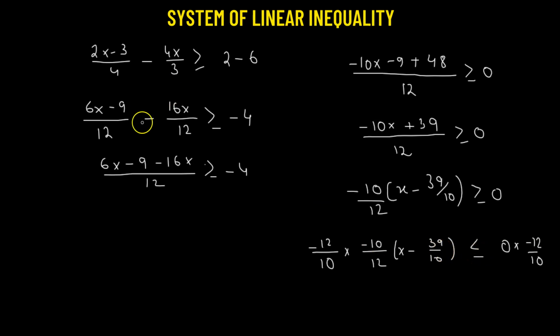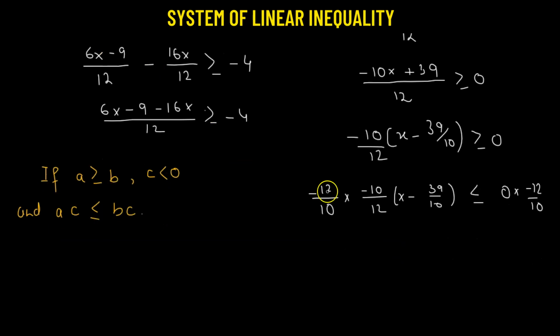So here what we have done is use the property of linear inequality. That means if we have two numbers a and b, and if a is greater than or equal to b, and we have another number c which is a negative number, then if we multiply a with the negative number c, and we also multiply b with the same negative number c, then the sign of the inequality changes. That means ac will become less than or equal to bc. So this is exactly what we have done. Now in doing so, we get x minus 39 divided by 10 less than or equal to 0 times negative 12 over 10, which is 0. This gives us x less than or equal to 39 over 10. So let's label this as number 1.